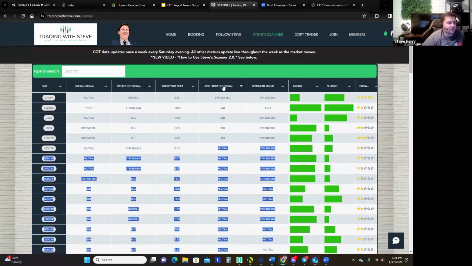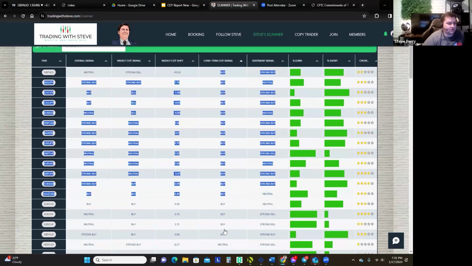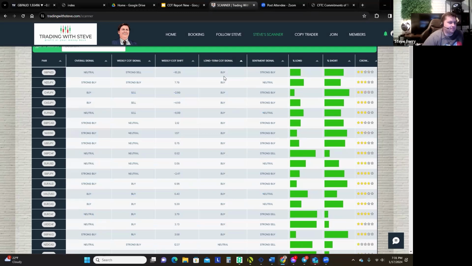And if I flip this the other way, you can see all the buy signals. And there's quite a few buy signals right now. These are all buys right here. Pound Kiwi's a buy. I won't name them all, but there's a lot. Pound Aussie's a buy down here.